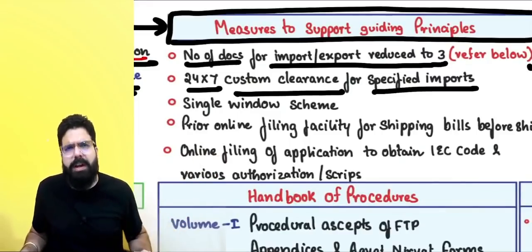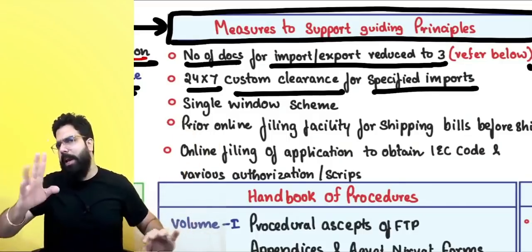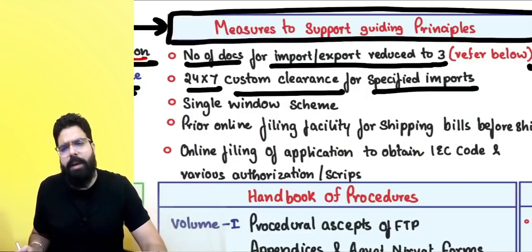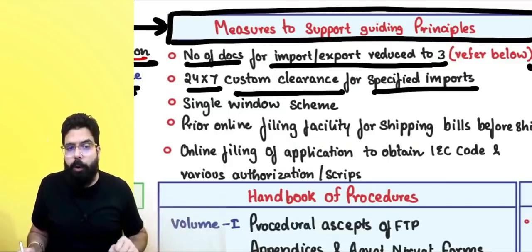Then, sir, 24/7 customs clearance for specified imports. For some imports they are telling we will allow 24/7. You can come to the port anytime, take your goods and go. 24/7 customs clearance will be given, and that will again encourage imports and exports.